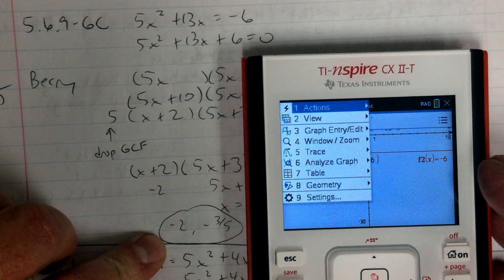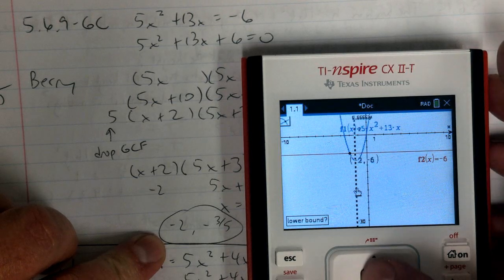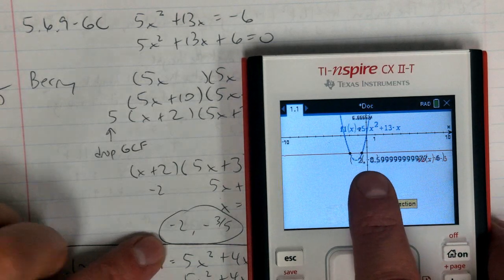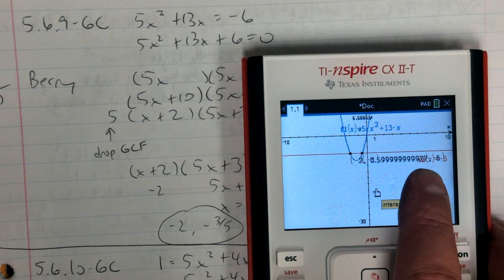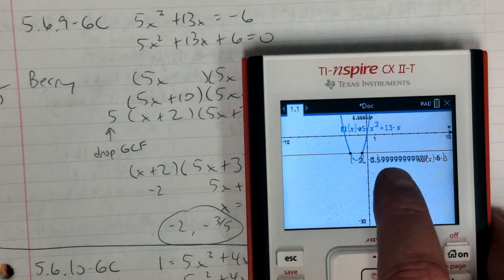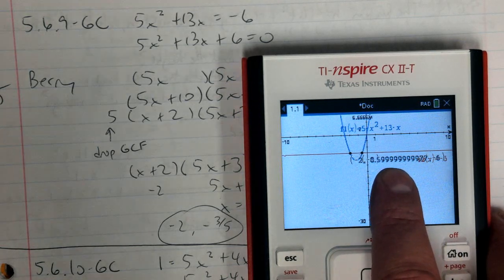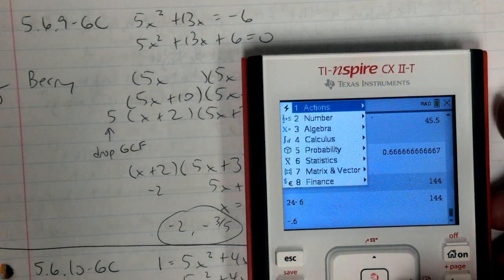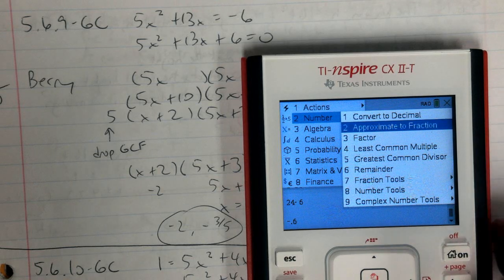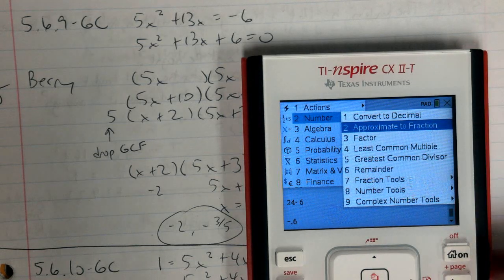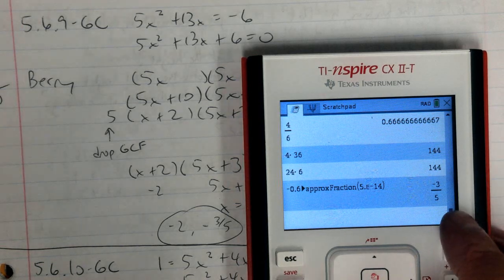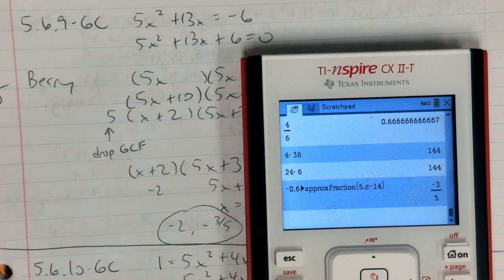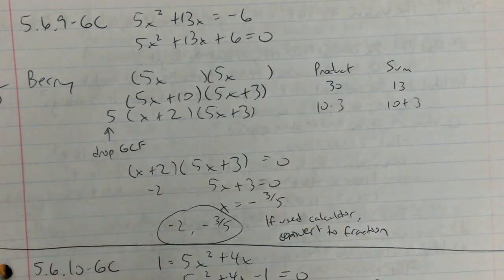And analyze intersection between here and here. This is where I have -0.5999, and so forth. And so first off, you'd have to round that to -0.6. And then you'd have to say -0.6 as a fraction. So you're doing menu, number, fraction. That gives you -3/5, and so then -3/5 is your answer. So that's how you use your calculator to get your solutions.